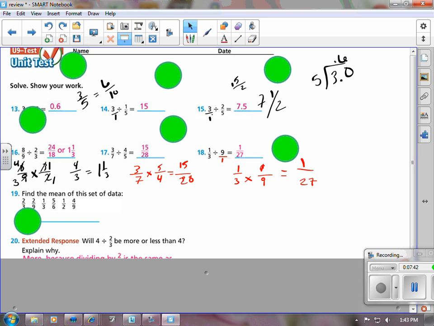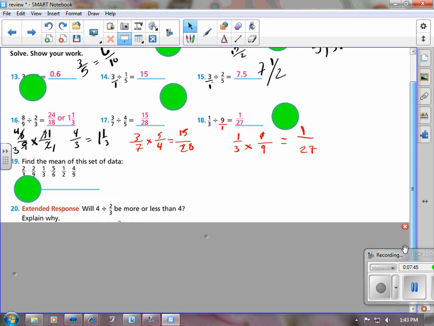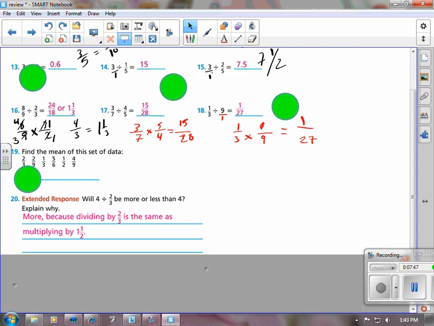Will 4 divided by 2/3 be more or less than 4? And explain yourself. It's going to be more because when you divide by 2/3, it's the same as multiplying by 1 1/2. Okay?